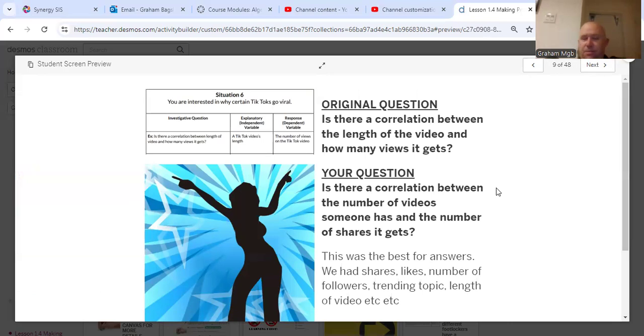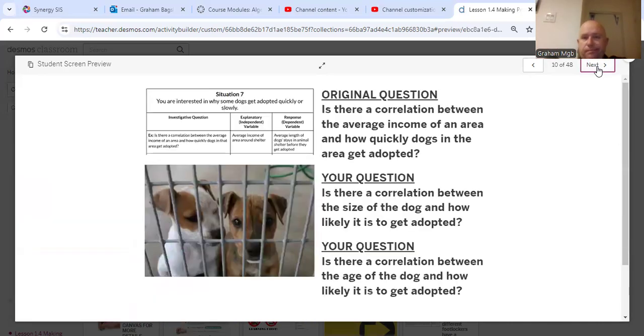TikTok, oh my gosh, there were so many for this one. You guys thought of lots of different things. People talked about shares, likes, number of followers, if the topic's trending, length of video. There was a lot of different answers for this one. And for that reason, this will be the one that we'll start with next year first, because people found that one the easiest to do. And then perhaps we'll go into those ones that require a little bit more thought later.